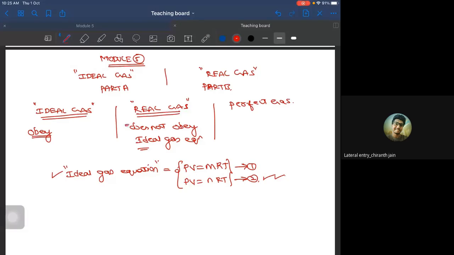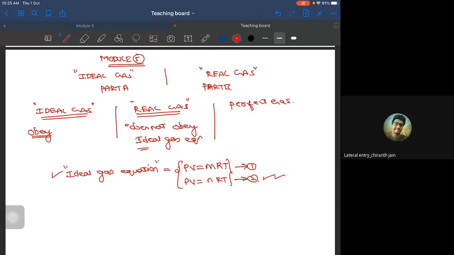A real gas is a gas which does not obey the ideal gas equation. So that is a real gas. And all gases, 100%, not even 99%, all the gases are real gases in nature. There is no ideal gas in nature. So all gases are real gases.